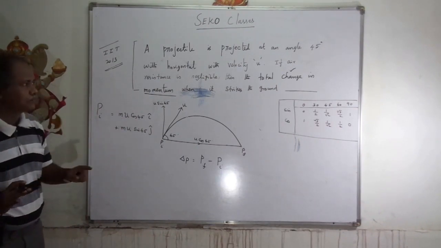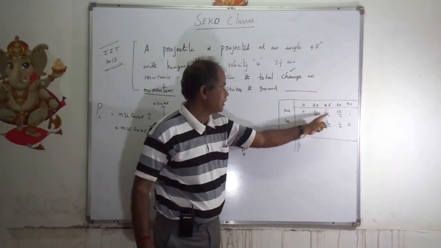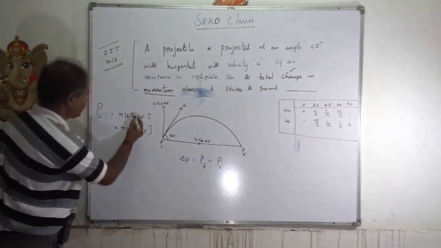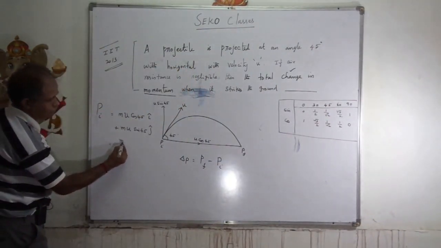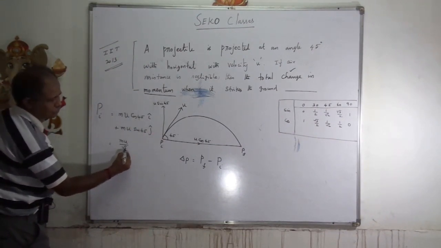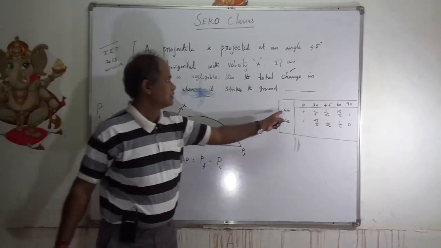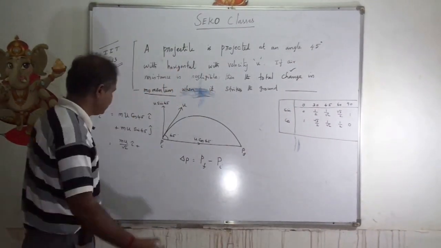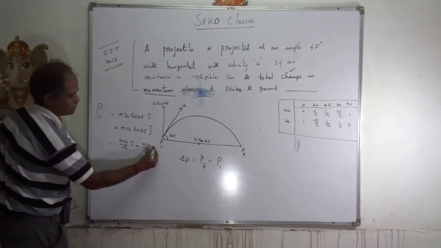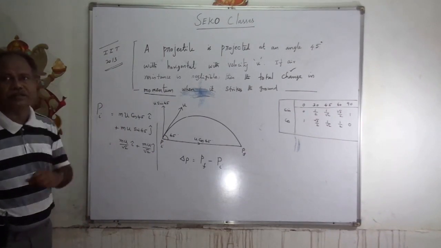Cos 45 is nothing but 1 by root 2, and sin 45 is also 1 by root 2. So the initial momentum is m u by root 2 i cap plus m u by root 2 j cap. This is the initial momentum.